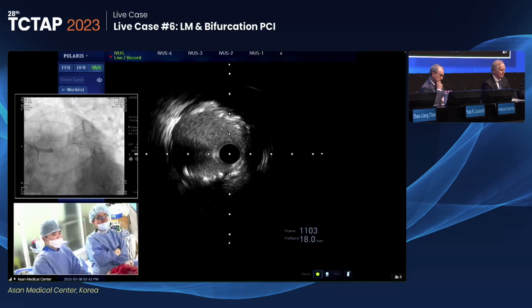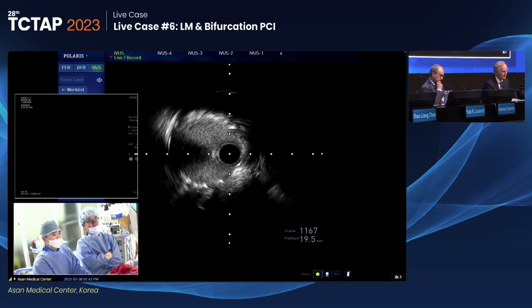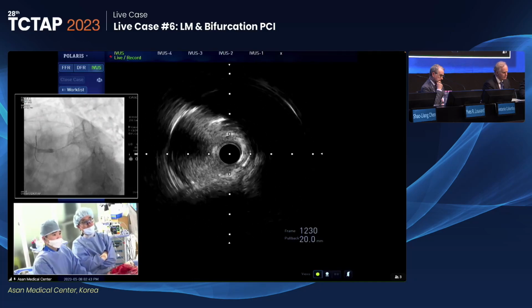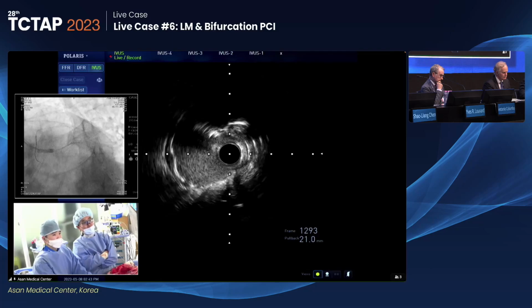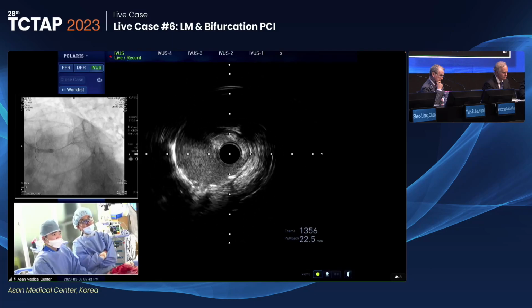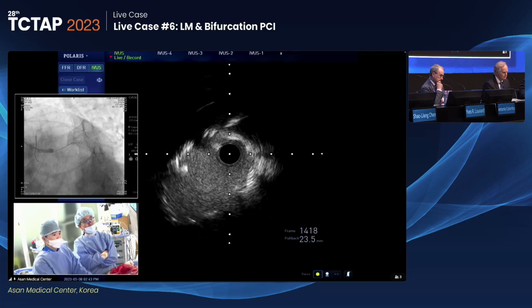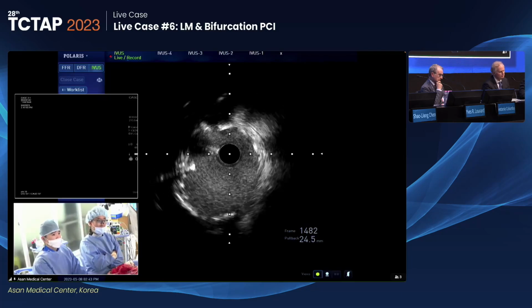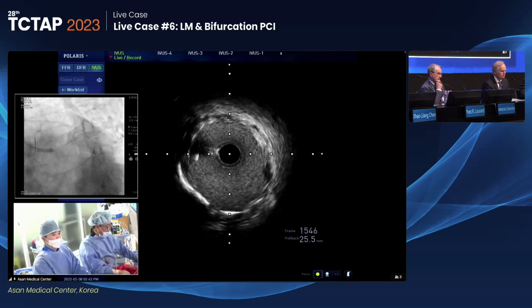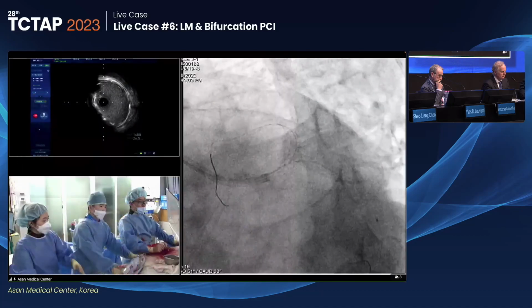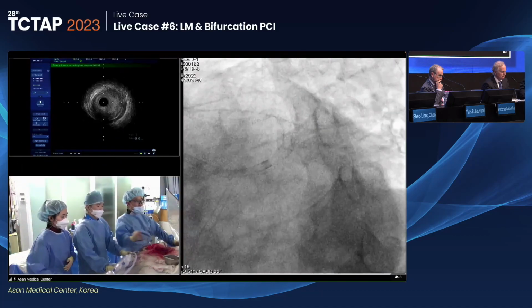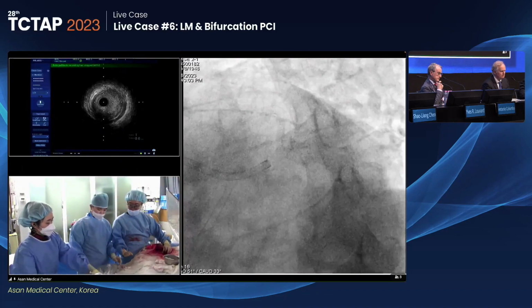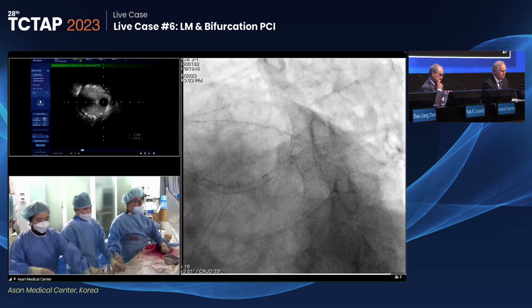Okay, here is the ostium. It's open well. Here is the ostium. It's open well. You can see this is the distal main. Absolutely, it is a perfect IVUS result. We're going to quickly show the final result. Okay, angio ready, everybody?